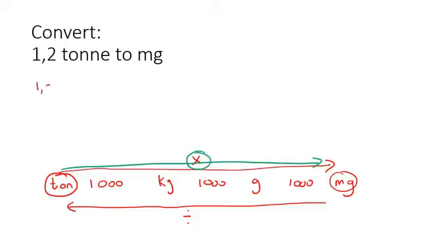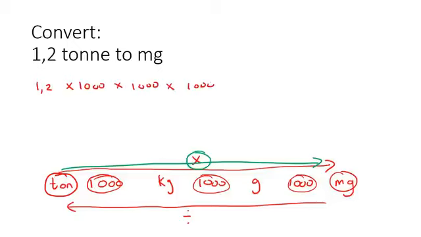So we'll say 1,2 multiply. Now all the numbers that we pass, so we're going to pass 1,000, another 1,000, and another 1,000. So we're going to say times 1,000, times 1,000, times 1,000. And so if you had to work this out, it's going to be quite a large number. It's going to have 8 zeros, 3, 4, 5, 6, 7, 8. And then we'll say milligram.